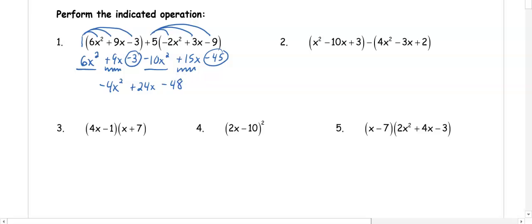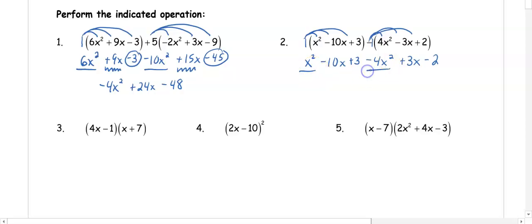In number 2, there's a negative sign in between, so we are going to subtract. So the first parenthesis, we distribute a 1, it stays the same: x squared minus 10x plus 3. The second parenthesis is a negative, so we're going to distribute a negative 1, which is going to change our signs. So negative 4x squared plus 3x minus 2, and then we're going to combine like terms.